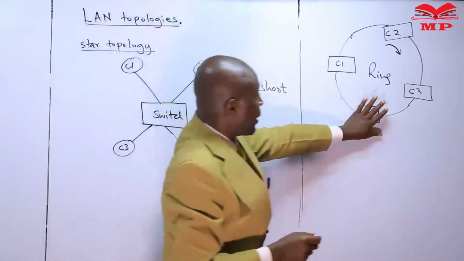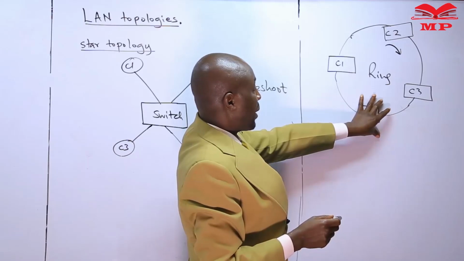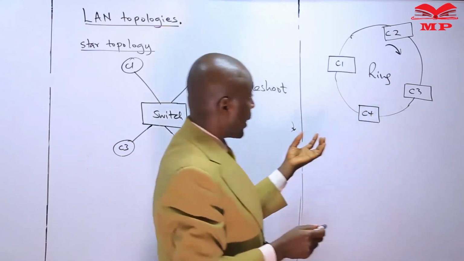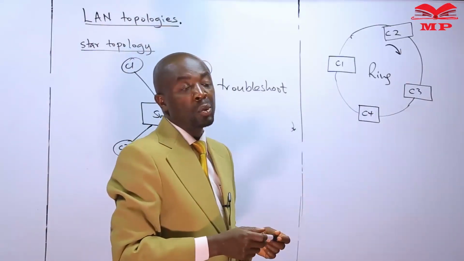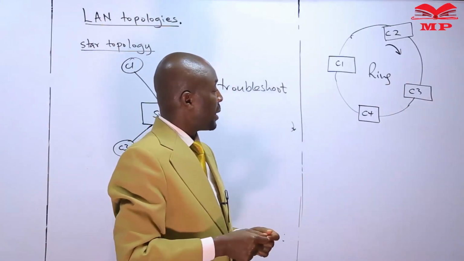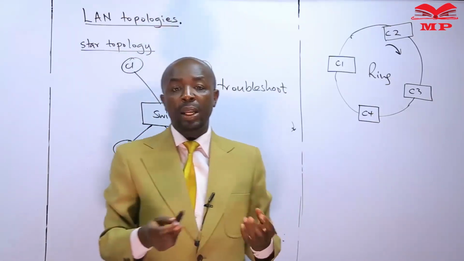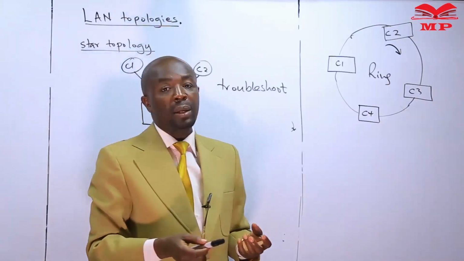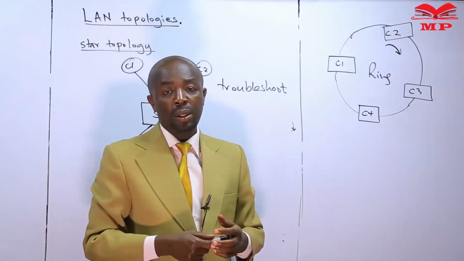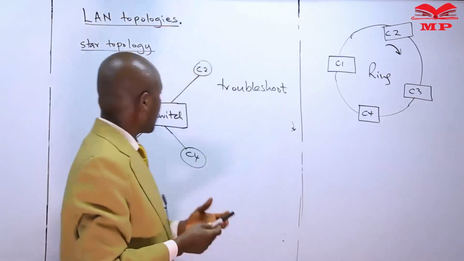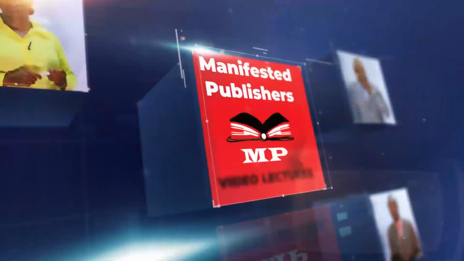So what will happen if computer 4 fails? The computer 4 is set up in a way that if it fails, there is a device that will bypass computer 4 and the network will still be able to work. Now, why is it that many people would prefer the ring? Because of the qualities of the fiber optic cable. But earlier on in the previous lesson, you realized that the fiber optic cable is very expensive. So as much as the ring topology is efficient, it is not as common in organizations as the star topology.